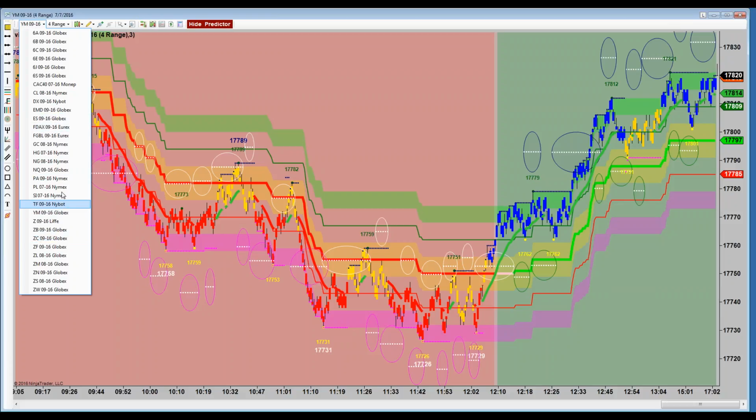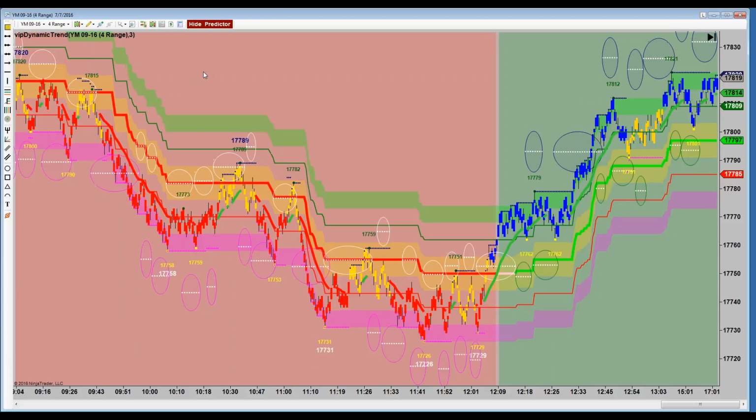Most of you know, of course, we trade YM in the live trading room. We trade the Russell. We trade NASDAQ. We'll look at this shortly. And of course, everybody knows we trade crude oil. This is the Viper indicators. We use a 4-range chart to trade on. We have for many years now.